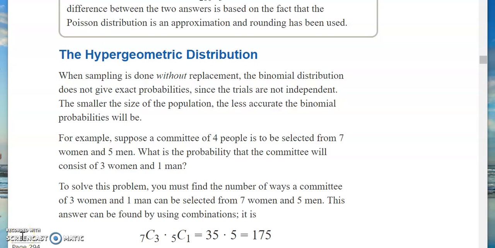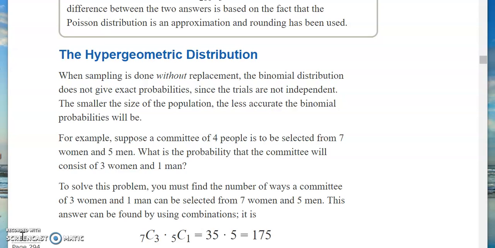Ladies and gentlemen, welcome back. We are still in section 5.4. This is the so-called other types of discrete probability distributions. This is video number 4 of section 5.4.